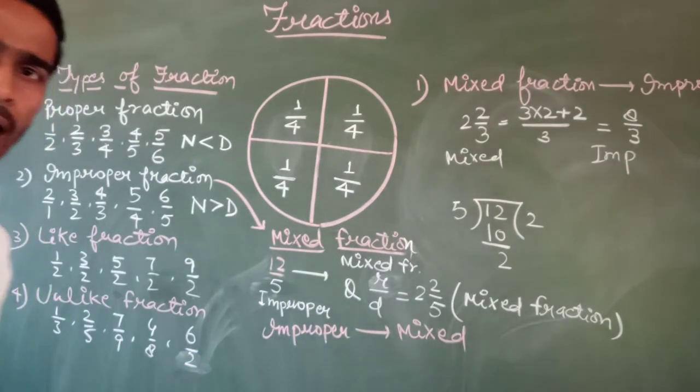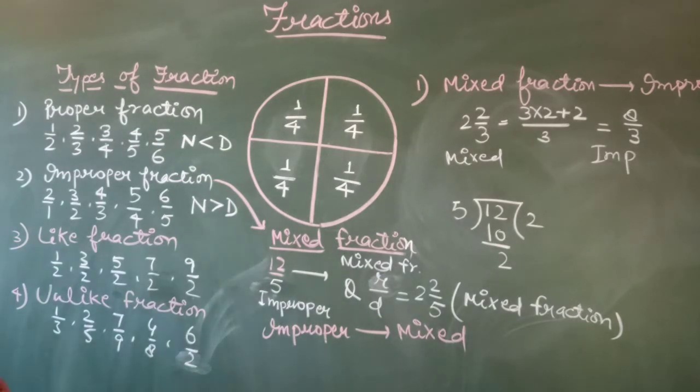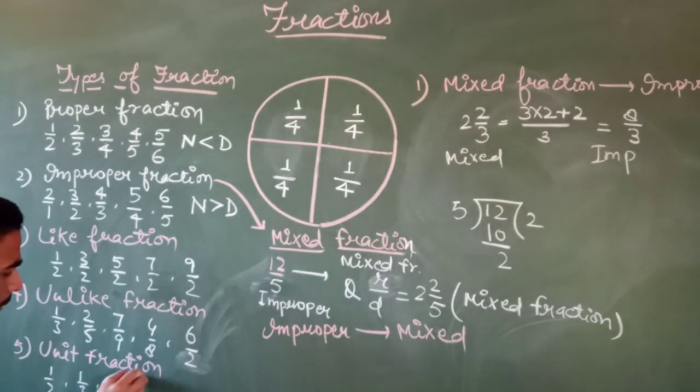And there is one more fraction that is called unit fraction. The fractions which have numerator 1 are called unit fractions, as like 1 by 2, 1 by 3, 1 by 4, 1 by 5.